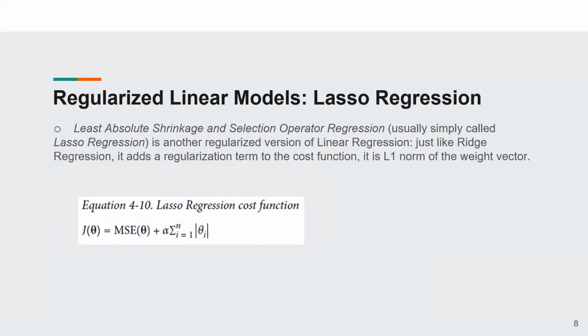Exactly, we are going to discuss L1. L1 is something called Lasso regression. Lasso stands for least absolute shrinkage and selection operator regression. Now the difference is, instead of the summation of theta i squares, now it's the summation of theta i absolute value.